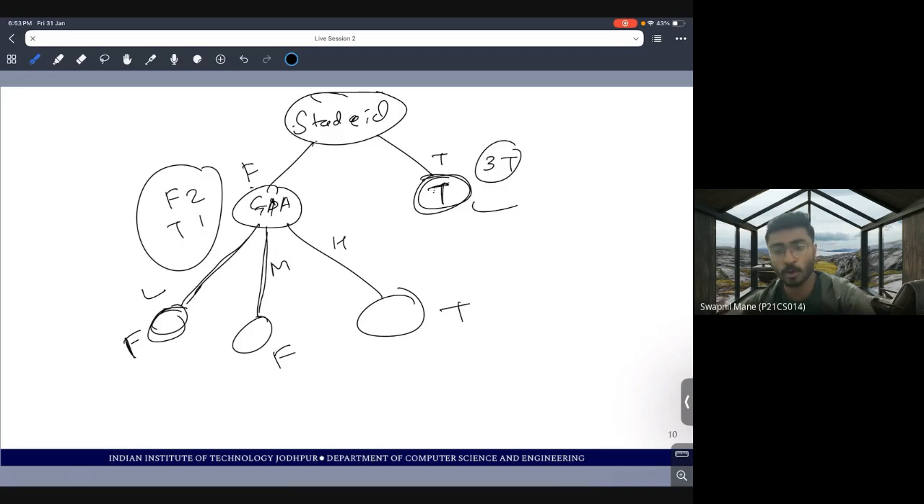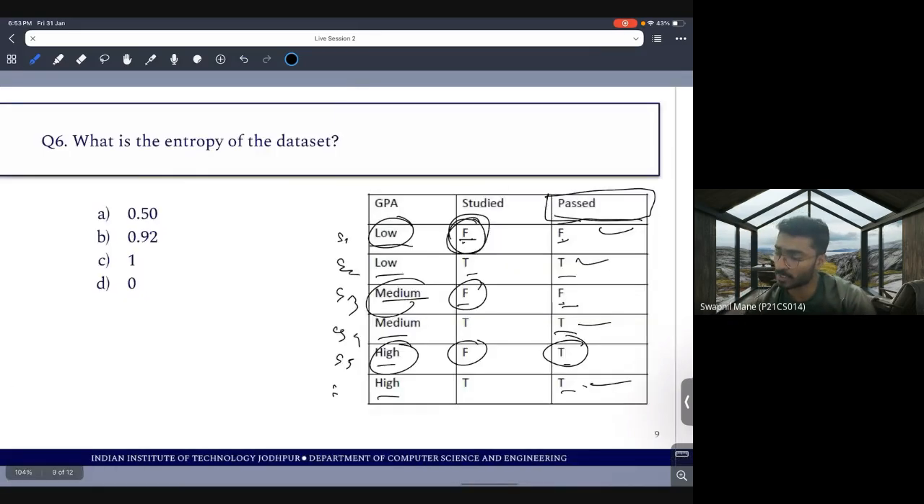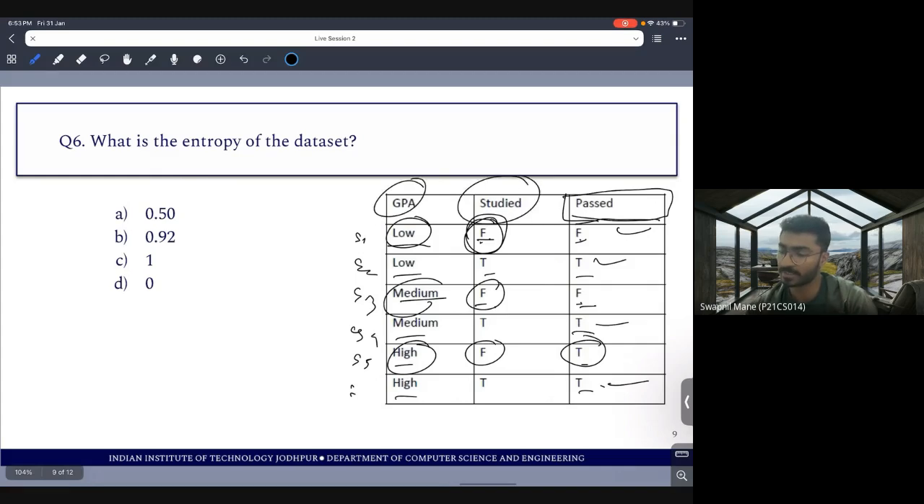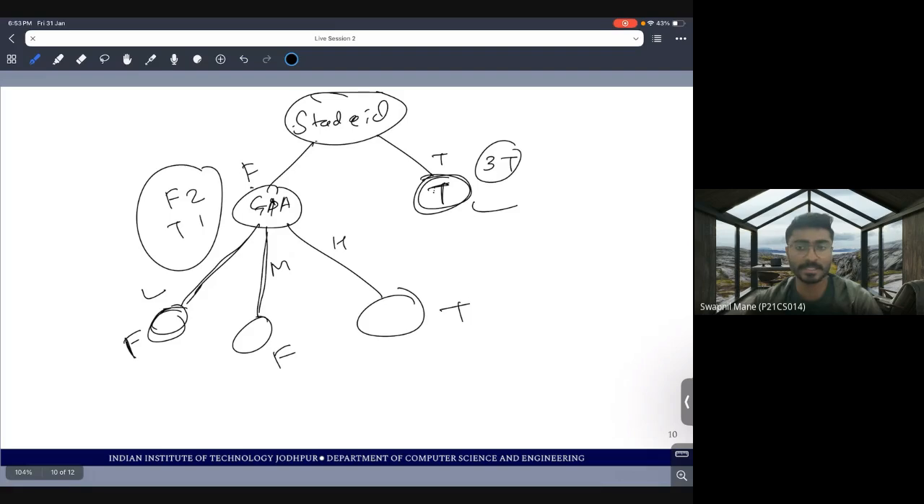So here you can observe that an internal node represents an attribute. The attribute GPA is an attribute, studied is an attribute. Three attributes are there. From these three attributes, one attribute is the labeled attribute, the target attribute, that we need to predict by using GPA and studied. So GPA and studied in the decision tree are always internal nodes, and the leaf nodes are the target values.